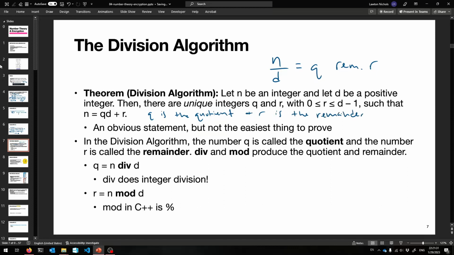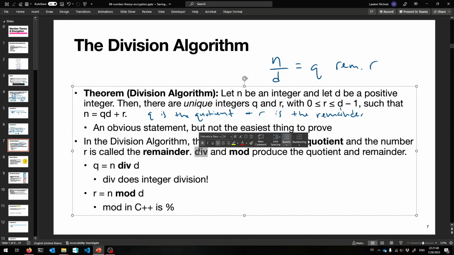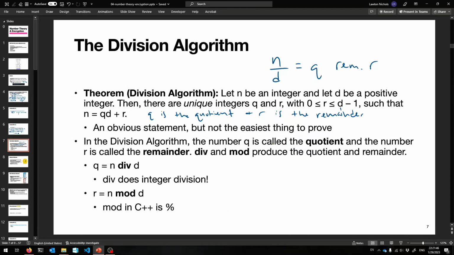Very important. We care about remainders a whole lot in computer science, right? So in this algorithm, q is the quotient, r is the remainder, and if you would just like the q or just like the r, we have the mod, right? That is our percent sign in C++. The alternative, the integer division in math land, is called div, okay? So q is equal to n div d. That's the mathematical operation. Div is doing integer division. It's dropping the remainder, or the decimal places.